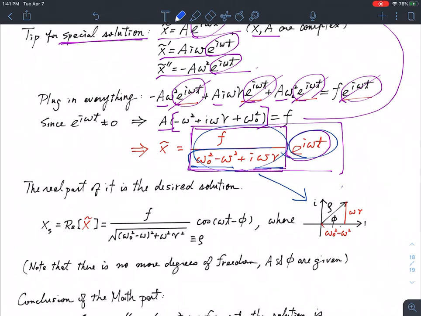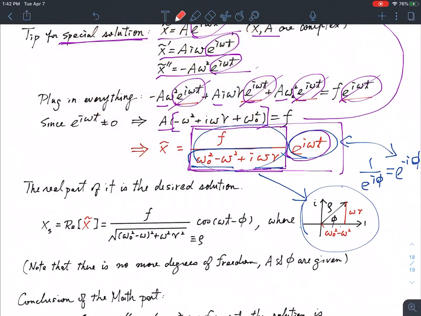But because this is in the denominator, when you flip it to the numerator, the phase e^(iφ) becomes e^(-iφ). 1 over e^(iφ) is e^(-iφ). So we define the phase this way, and the additional phase can be put into the cosine ωt. So you get cosine ωt minus φ, where φ is given in this diagram.